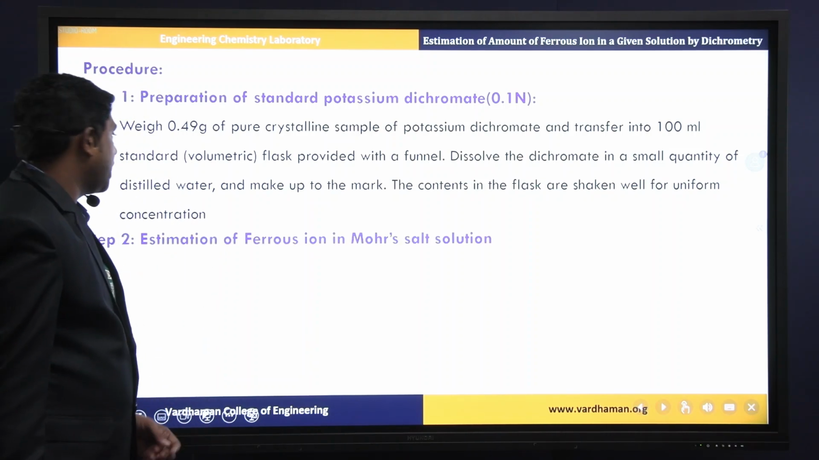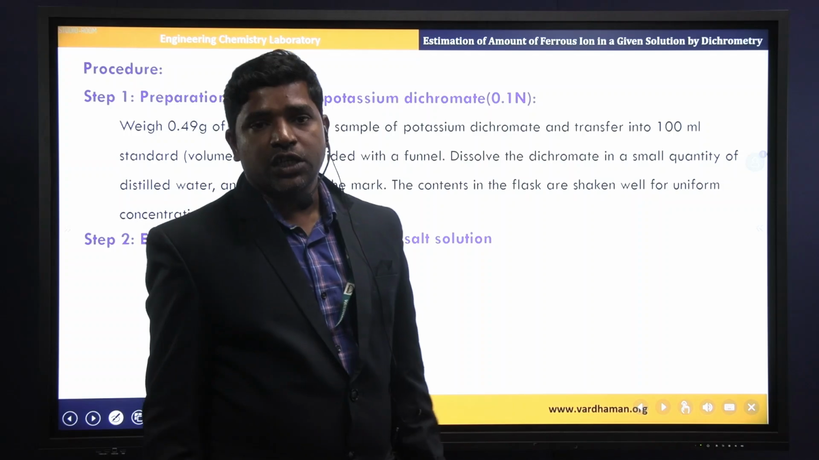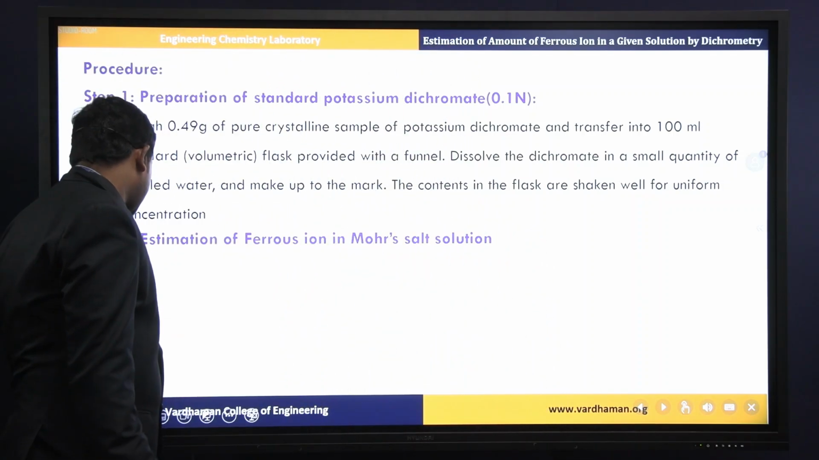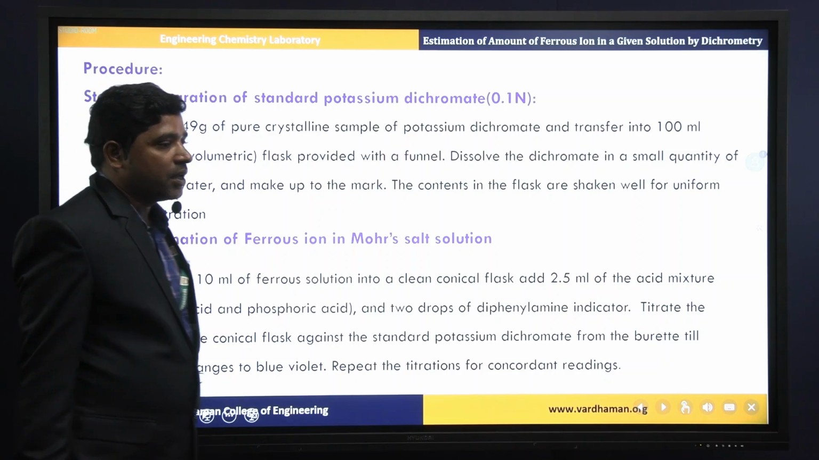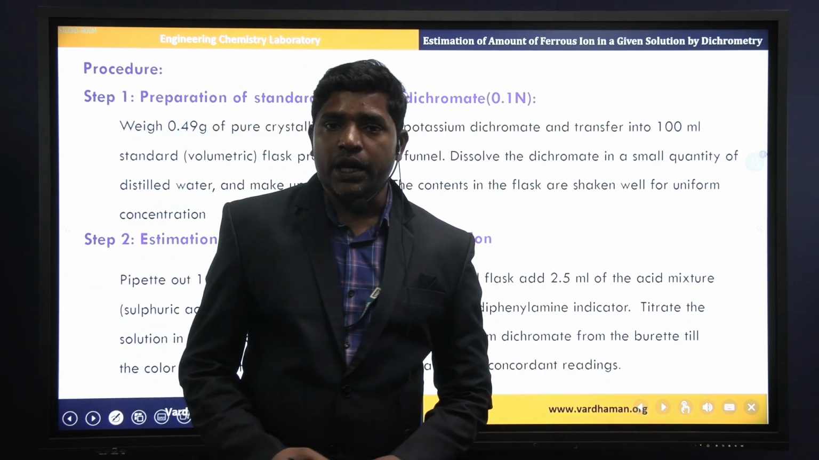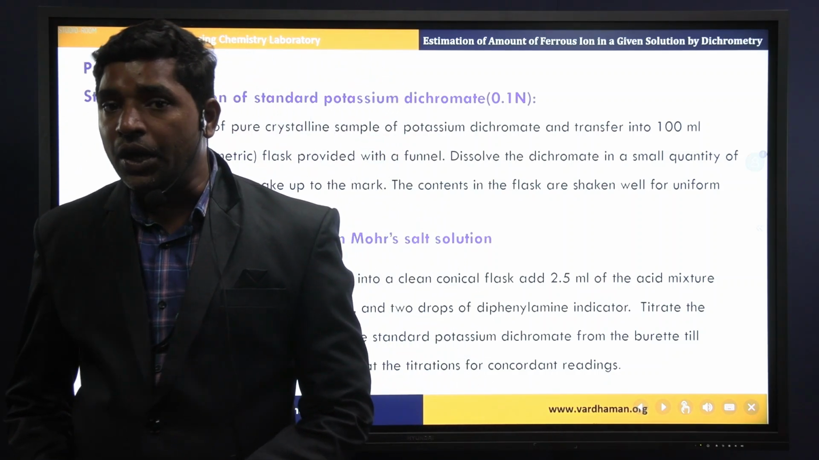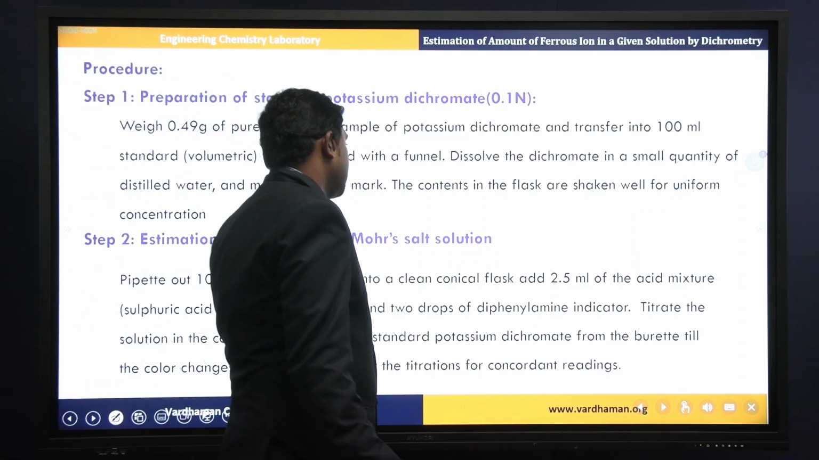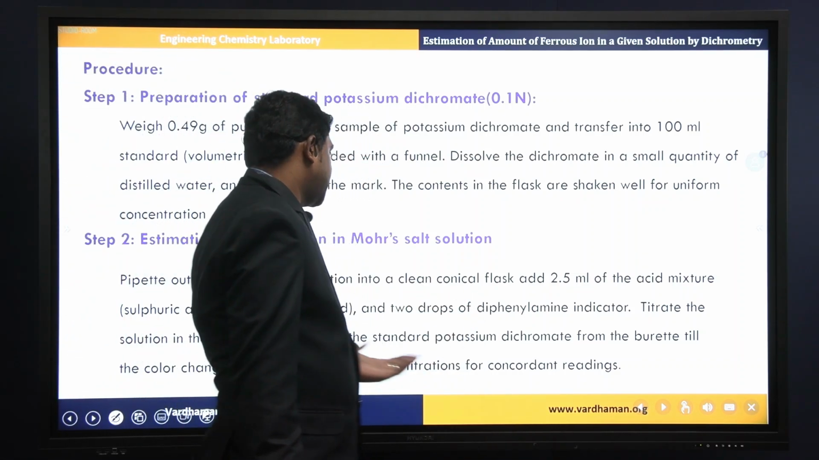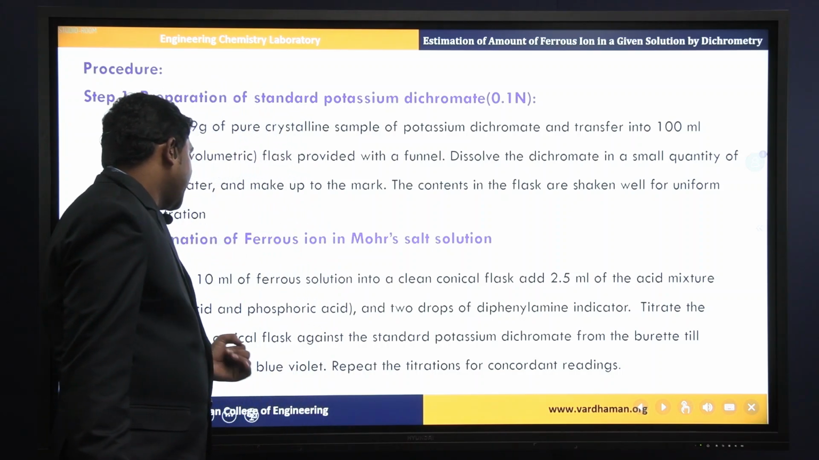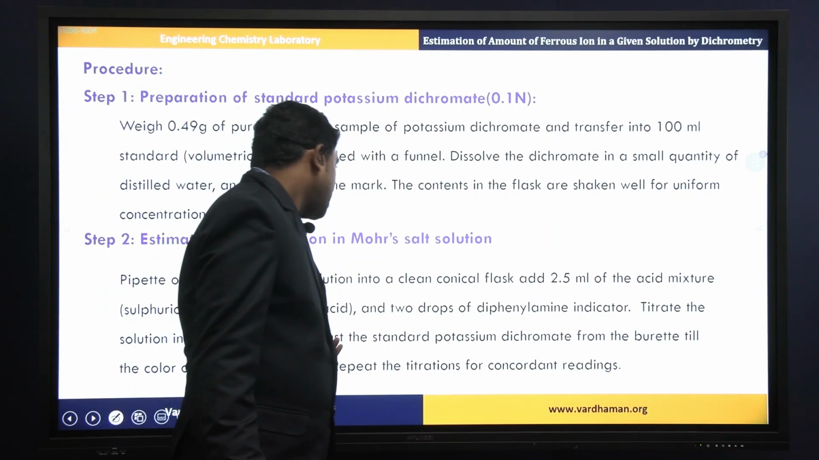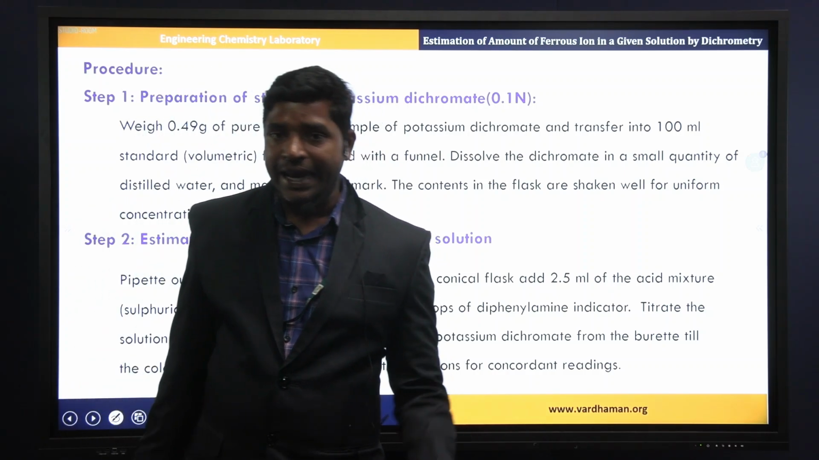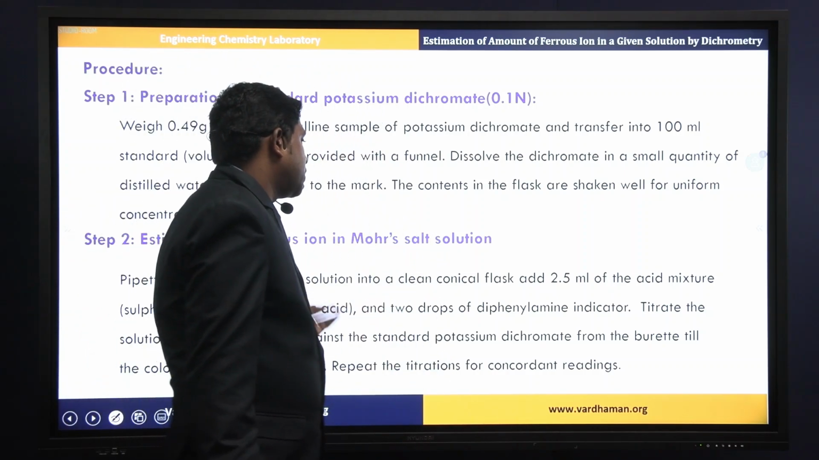And the second step is the estimation of ferrous ion in Mohr's salt solution. In this second step, we pipette out 10 ml of Mohr's salt solution into the conical flask, and we add the acid mixture, 2.5 ml of sulfuric acid and phosphoric acid mixture, and 2 drops of diphenylamine indicator to the Mohr's salt solution.